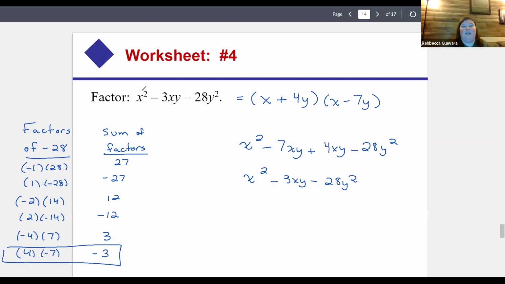So what you're looking for here is that you have the variable squared at both ends, and then we just have one of each variable in the middle. That means I can break it up like this.